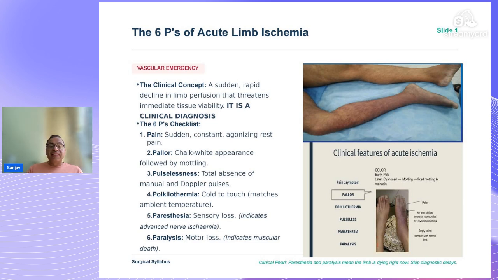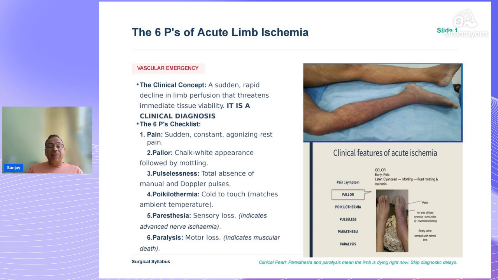Now, what is the six-P checklist for the clinical diagnosis? First, pain, which is a prominent symptom. It's a sudden, constant, agonizing rest pain. The pain is described as severe, that means 8 or 10 out of 10 on the pain scale. It is a constant pain, and it occurs even at rest.